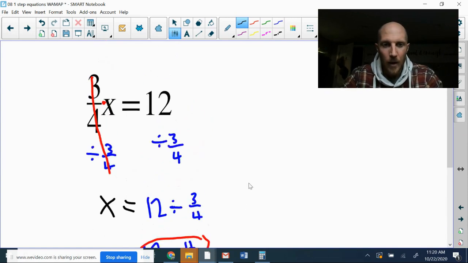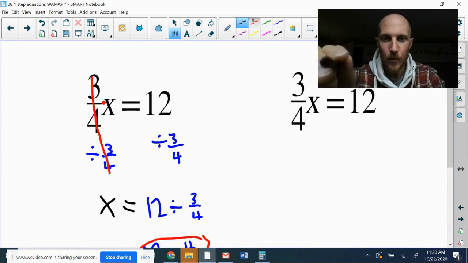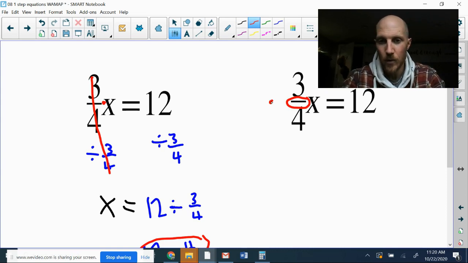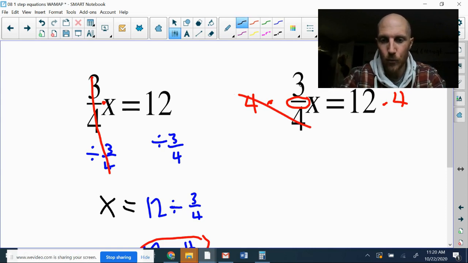Okay. Approach number 2, if you are not keen on dividing by fractions, we can do this in 2 steps instead of 1 step. So I'm going to take this division and undivide. So the reverse of dividing by 4 would be to multiply by 4. Times 4 and divide by 4 are going to cancel each other out. The 3 is still there. I haven't done anything with it, so it's the x. 12 times 4 is 48.